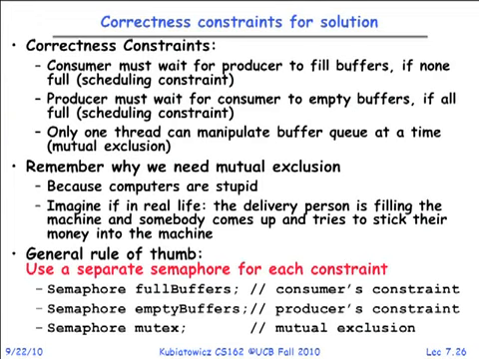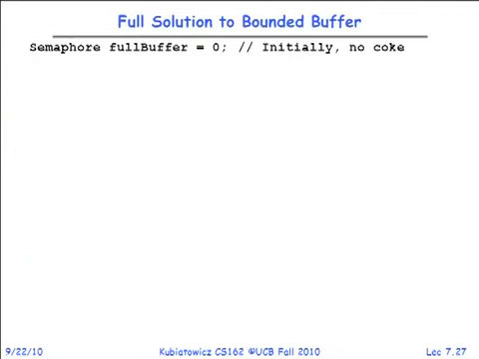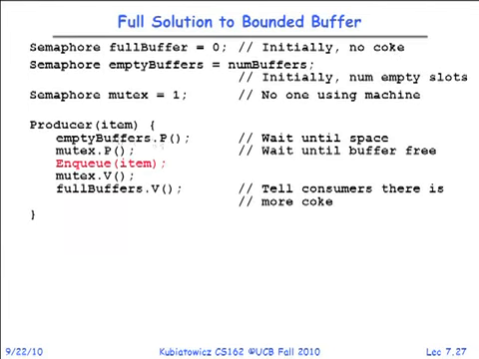So full buffers is initially going to be equal to 0, because there's no Coke in the machine. Empty buffers is going to be equal to the number of cans in the machine. And finally, we're going to start the mutex at 1 because we're building a mutex. Okay. So how does the producer look? Producer says emptyBuffers.P. First of all, it says wait until there's space in the machine. If empty buffers is 0, there are no empty slots in the machine, and the producer is going to go to sleep right here.